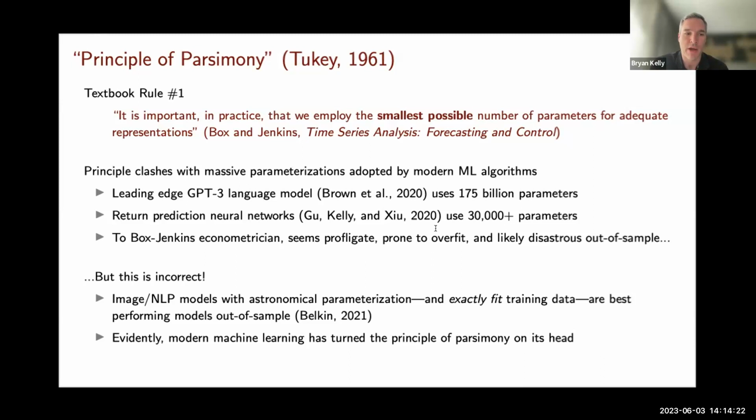So we need to think about what this is telling us. What is the logic behind this? How can this actually happen? But at the very least, it seems like modern machine learning has turned this idea of the principle of parsimony on its head.